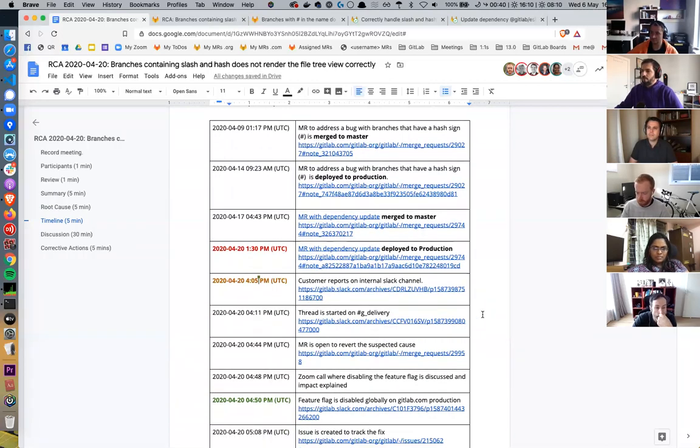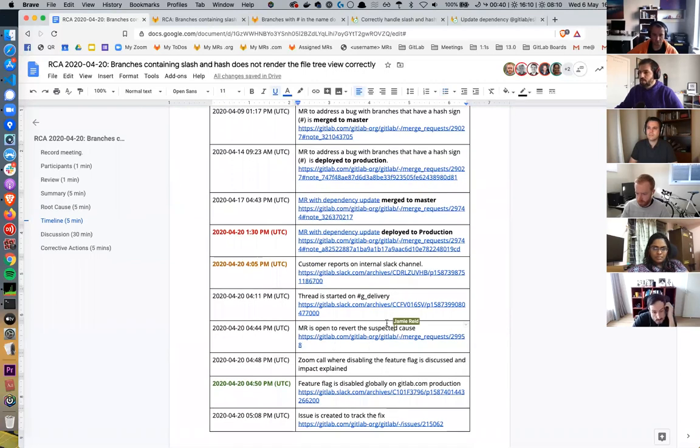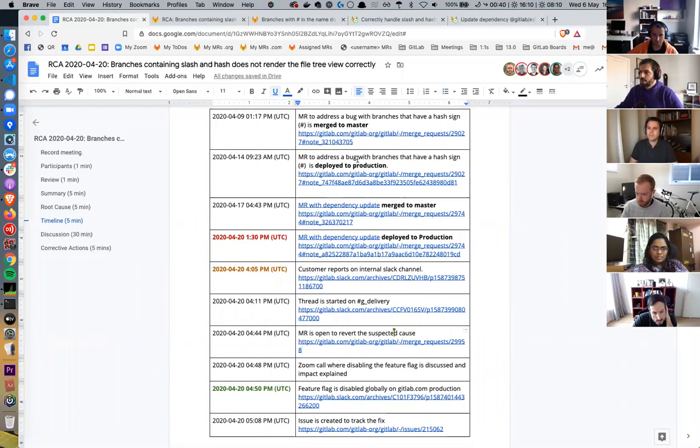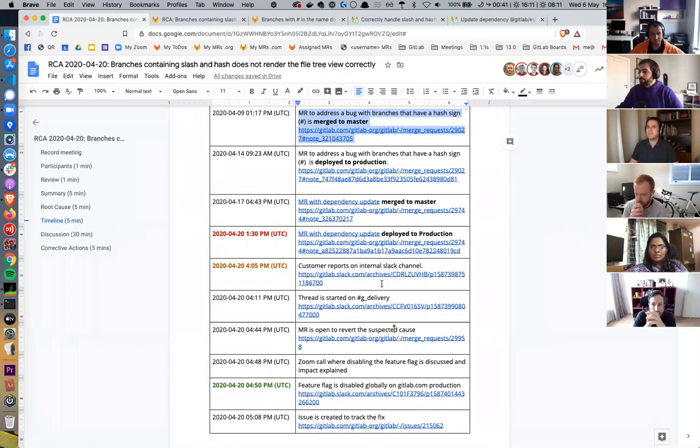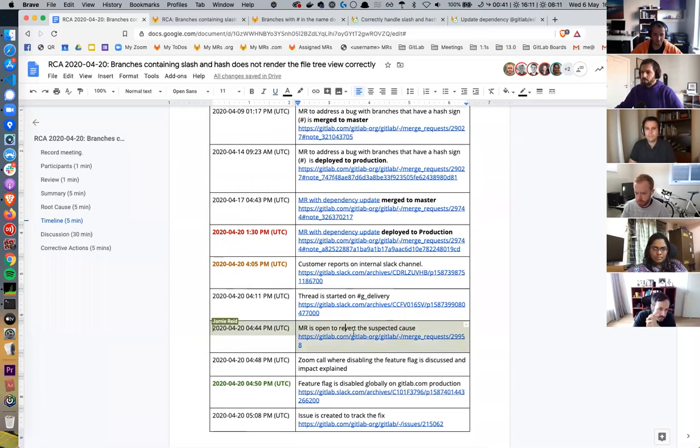Then we had a thread on delivery. We started opening a merge request to revert the suspected cause, which was this initial one. We suspected that the cause was the initial merge request that had been worked on recently, which is a fair assumption, by the way. And here, there we go, merge request open to revert. That's when we had the Zoom call.